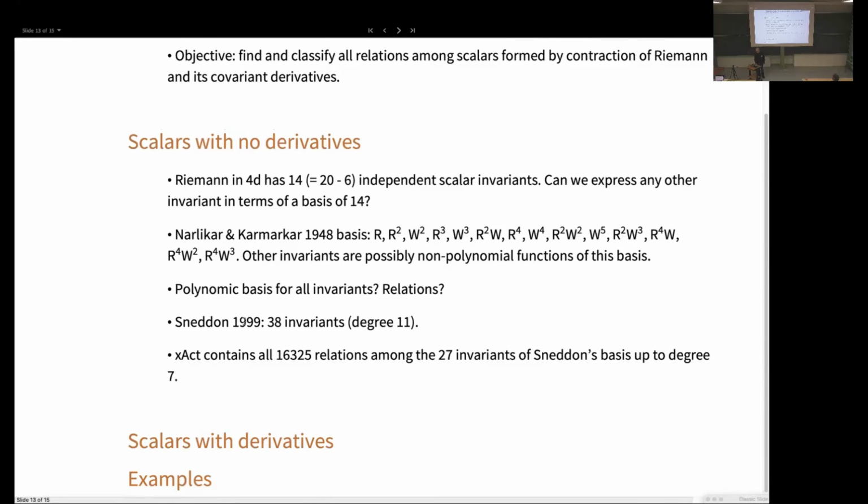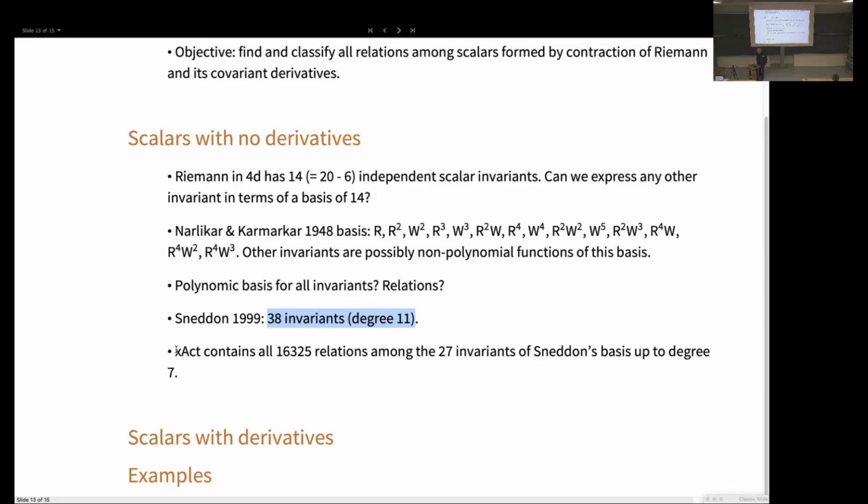Well, there is such a thing, and it involves 38 invariants, and you have to go up to degree 11 Riemanns. So the question is, if you have those 13 objects, how do you construct any scalar Riemann in terms of those 13 objects? But in xAct, again, using brute force, I computed all relations for the first 27 invariants up to degree 7. So if you have contracted products of 7 Riemanns, I can construct any relation involving them. I can express any one in a unique form in terms of the basis by Snellen.